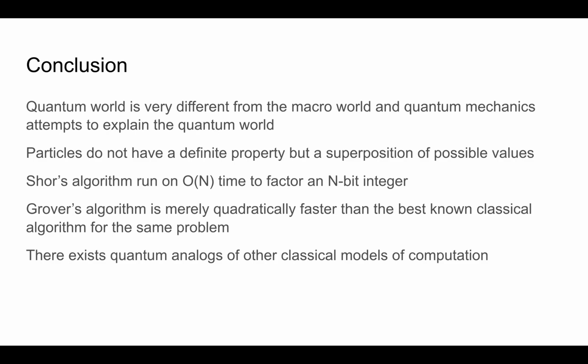So now I'm going to wrap up with the conclusion. As we know, the quantum world is very different from the macro world. The things in the macro world, for example our laptops, even us as a whole, our rooms, do not exist in superposition. They always have a definite property, meaning that they're always at a specific location at one point in time.